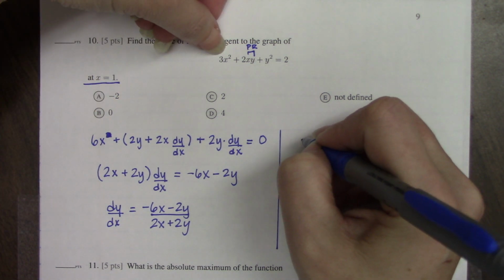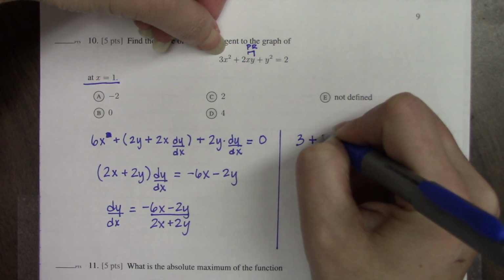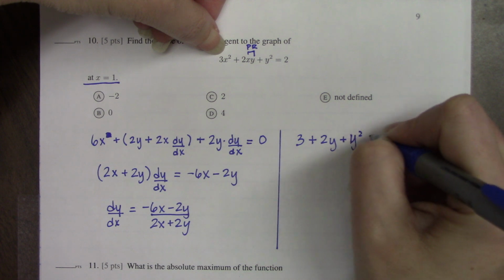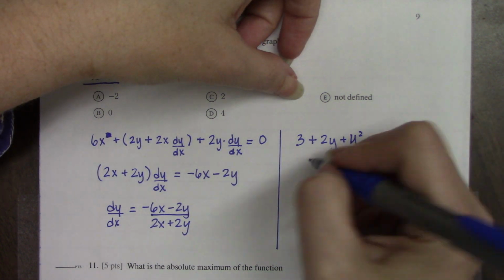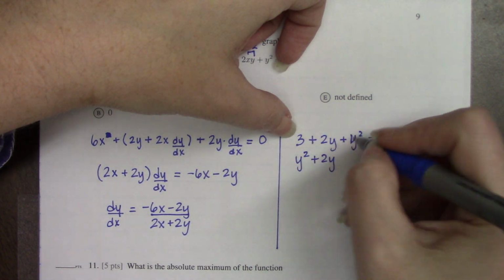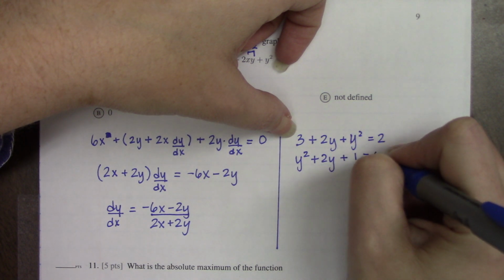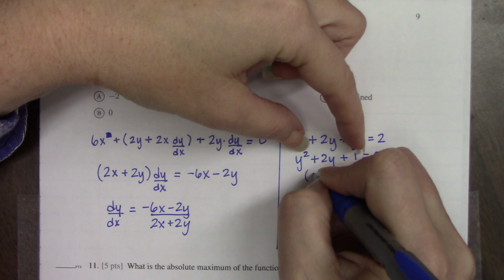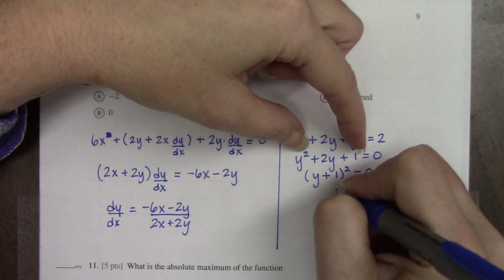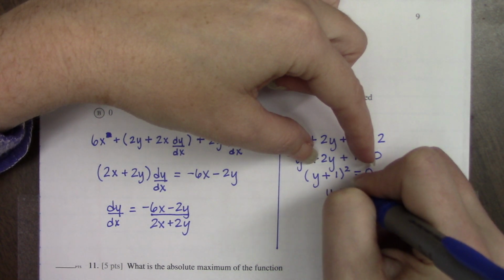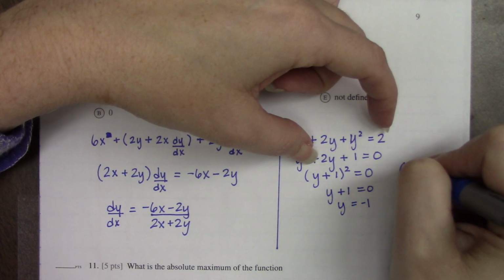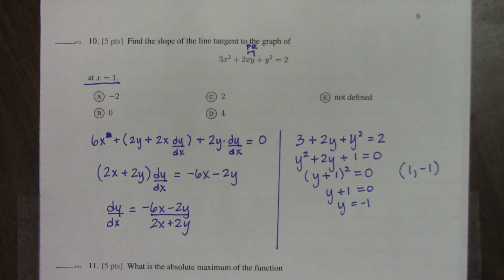So I'm going to plug 1 in for x here, and I'm going to get 3 plus 2y plus 1, plus y squared, excuse me, equals 2. I'm going to write this so it looks like a quadratic, and then I'm going to move the 2 over, so 3 minus 2 is 1, so that makes all of this equal 0. This factors into y plus 1 squared, and we can see here that if we take the square root of both sides, y plus 1 is 0, and y equals negative 1. So (1, negative 1) is our point.